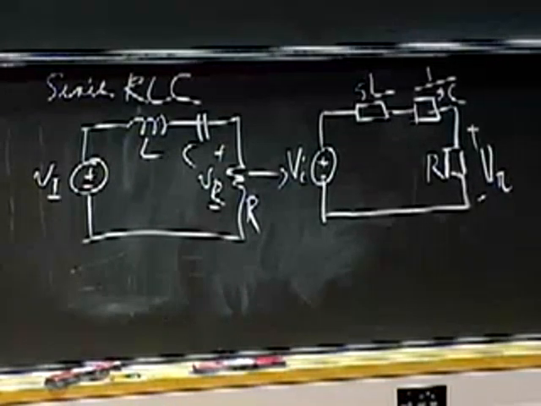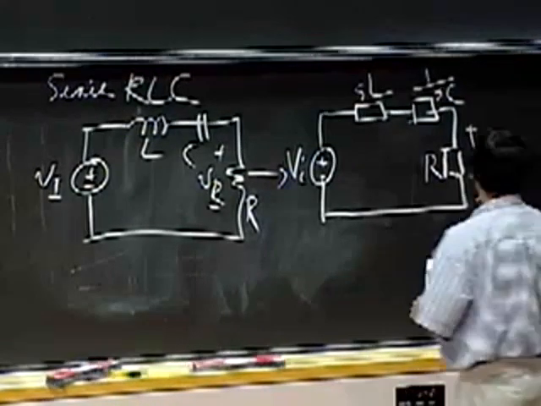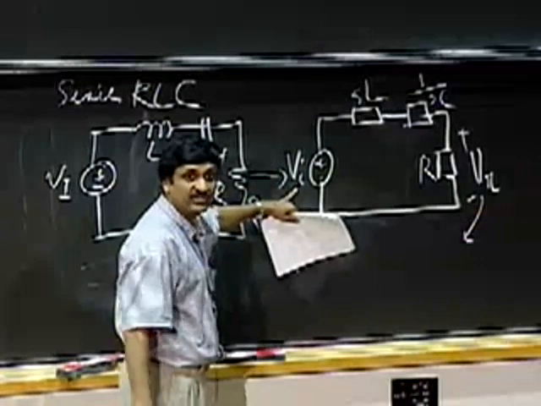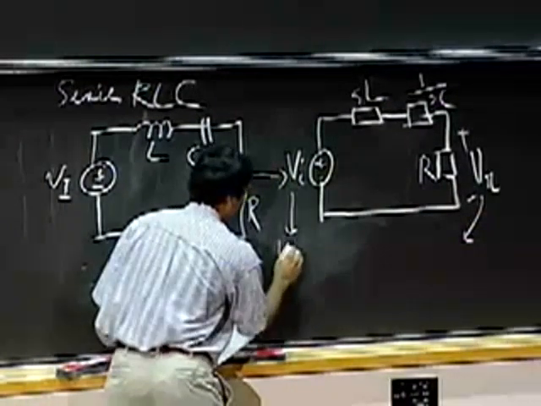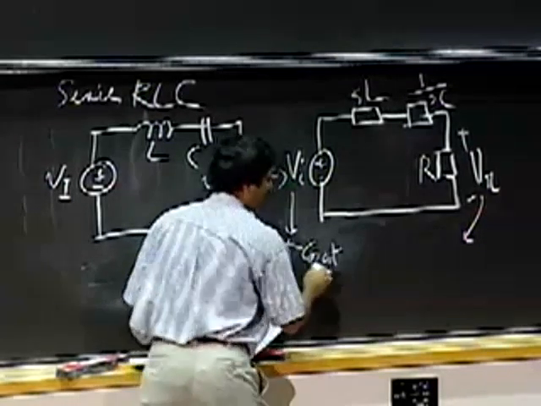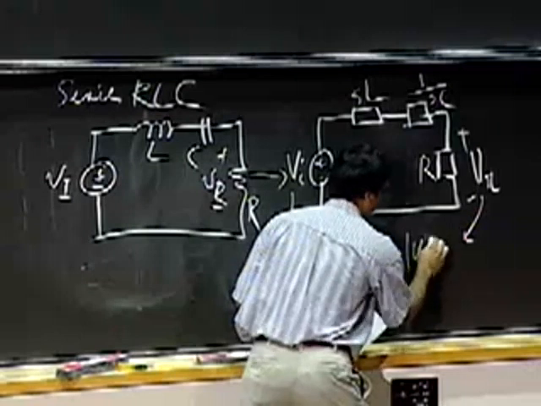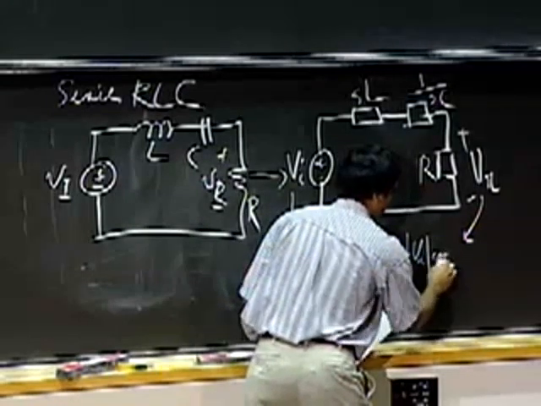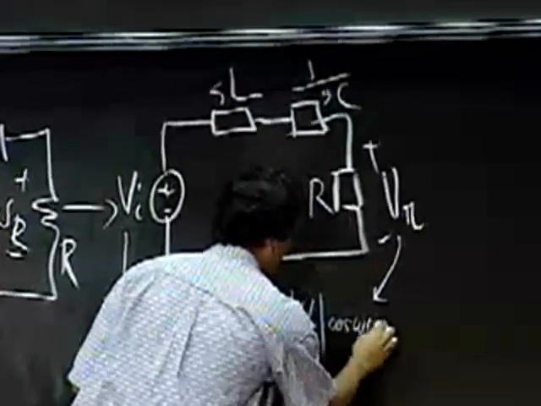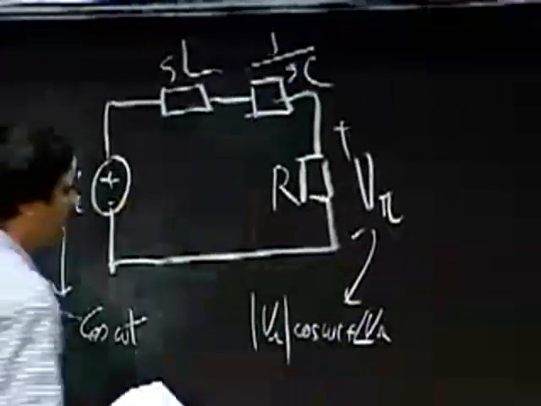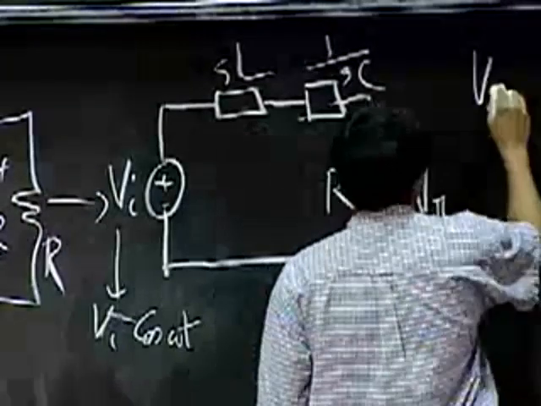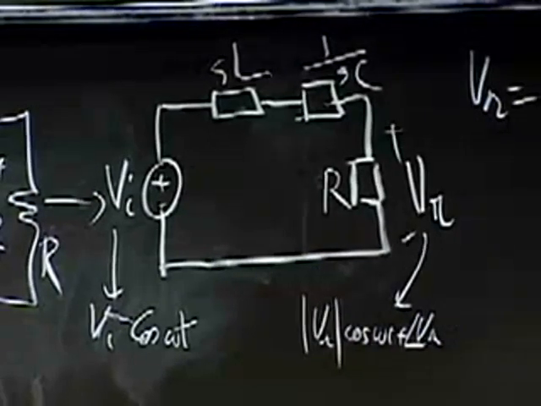It's VR. Okay? And just remember, if I can find out VR, then for an input of the form VI cosine omega t, the output will be given by the modulus of VR cosine of omega t plus angle VR. Just remember this last step. But VR itself is trivially determined.